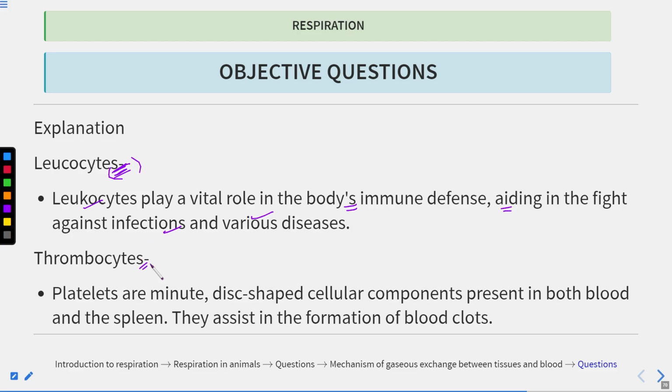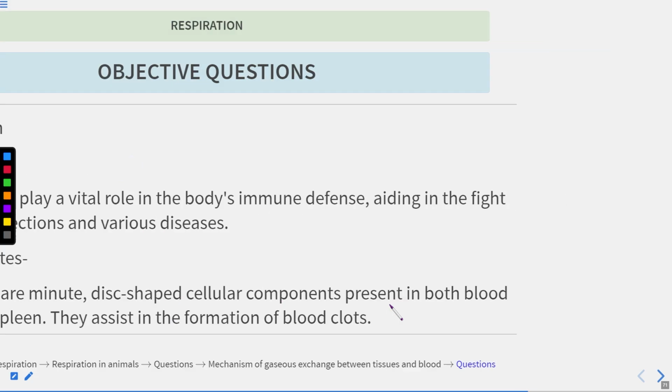Let's talk about thrombocytes now. Thrombocytes are the platelets, minute, disc-shaped cellular components which are present in both blood and the spleen. What is the role of thrombocytes? They help in the formation of blood clots. So platelets are involved in the formation of blood clots. That's why this is also not the correct answer here.